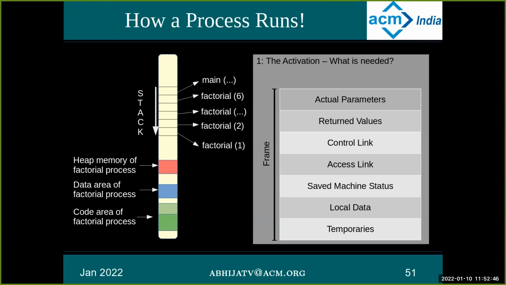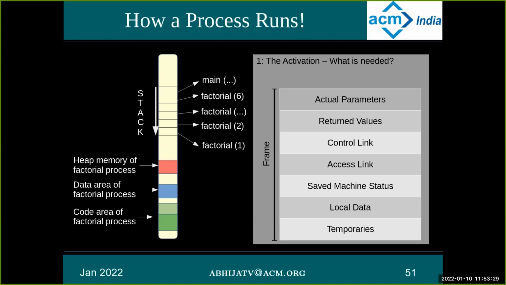What does each activation contain? Activations are also called frames. It contains information like the actual parameters, the values of the parameters to be passed for that particular call. Note that this particular stack is a runtime object. This stack is constructed as your program runs. This is particularly for calculating the factorial of 6 in the example that we had. If it's factorial 7, you will have one more element in the stack.